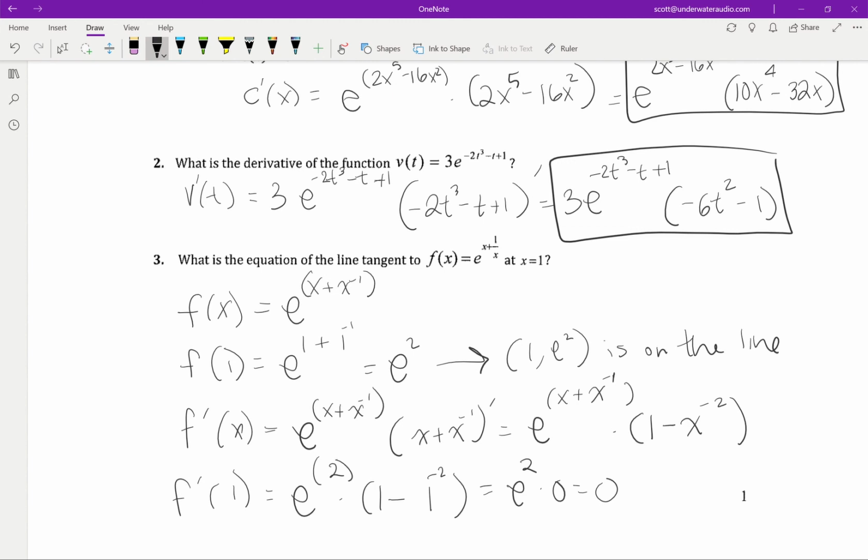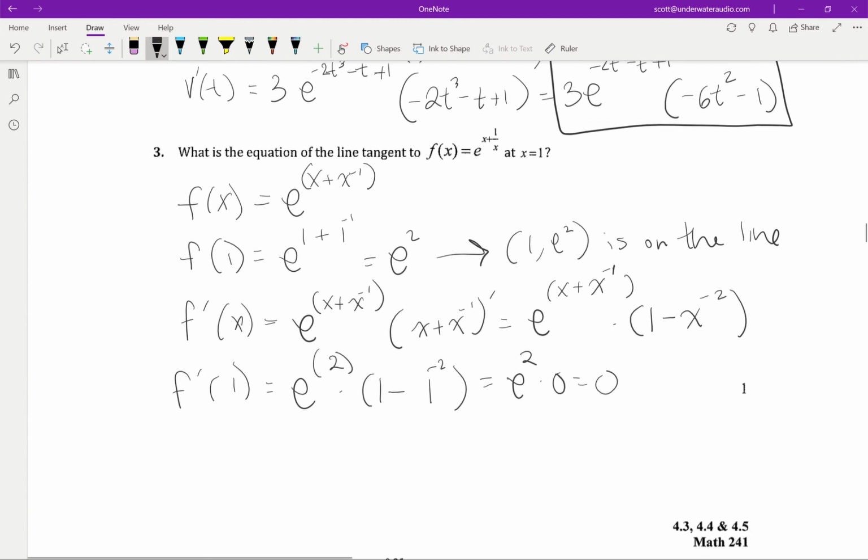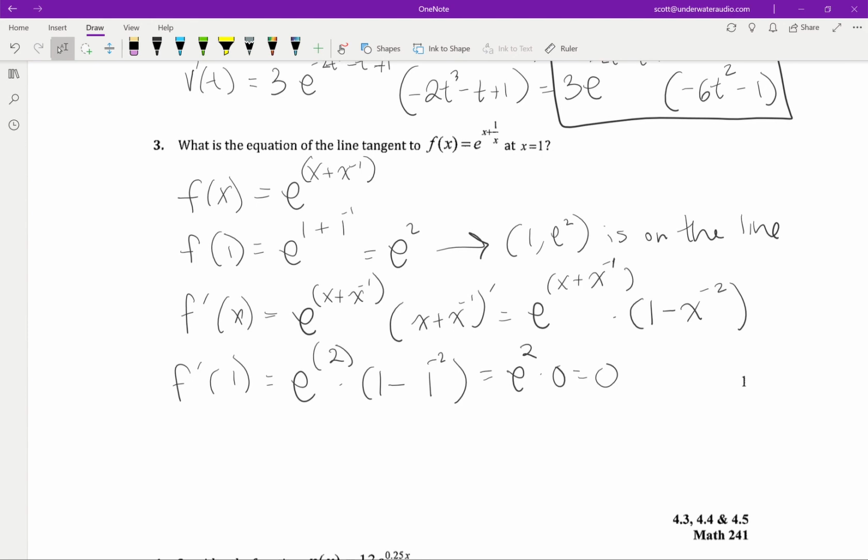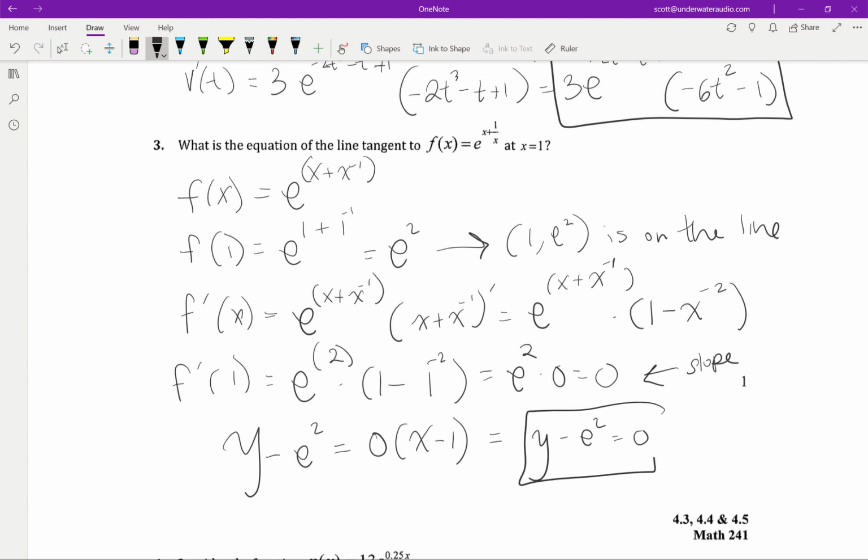So this actually makes my tangent line very easy. This is the slope. So y minus e squared equals m, which is 0, times x minus 1, or y minus e squared equals 0. So I'm betting I did something wrong, but for funsies, let's pause here and we'll go look at Desmos and see if I did it wrong.